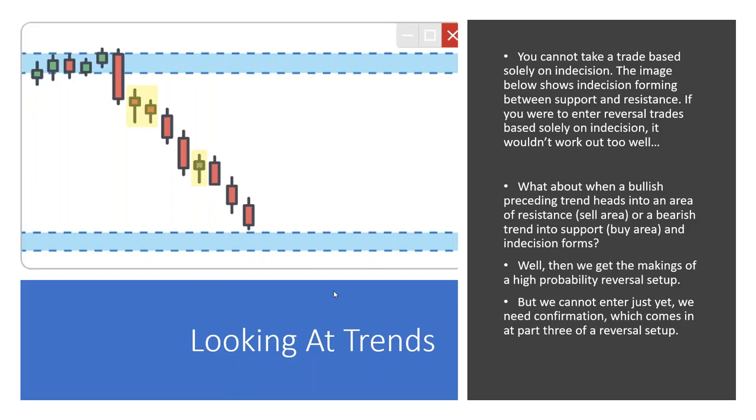Now, you cannot take a trade based solely on indecision. The image below shows indecision forming between support and resistance. You see all those little small candles in them? They don't tell us anything. For this setup, they could be applied and used in other types of setups, but for this particular setup, you're looking for a very specific, different set of actions. So for setups, you can have multiple setups you're looking at one time. This setup only works and only is valid when all these things come together.